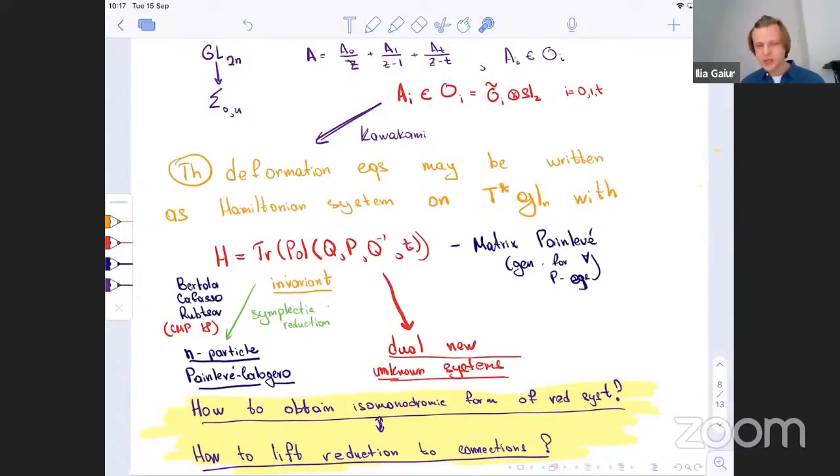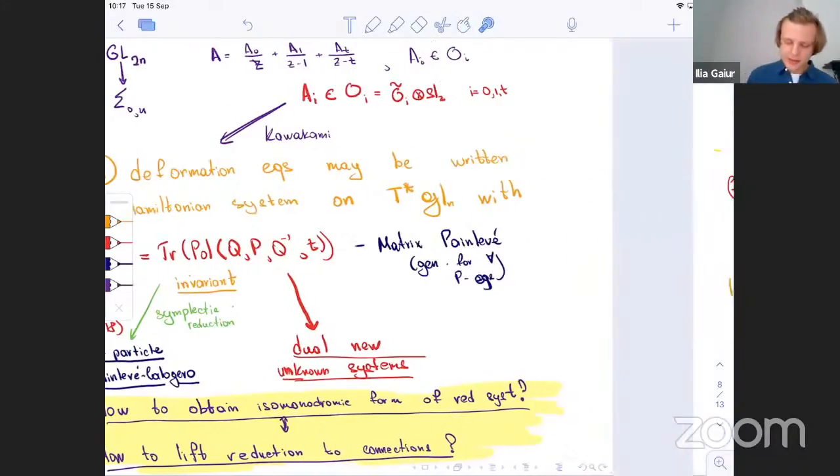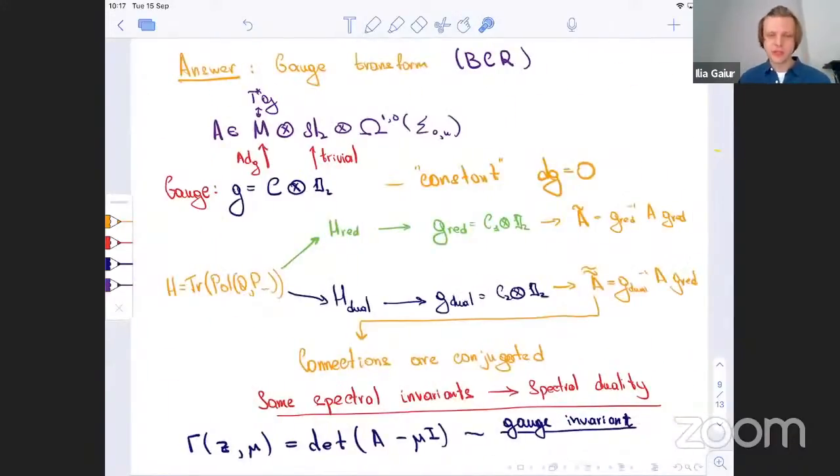The main question here is how to obtain isomonodromic form for reduced systems, which can be reformulated in the following form: how to lift reduction to the connections. The answer is the gauge transformation.